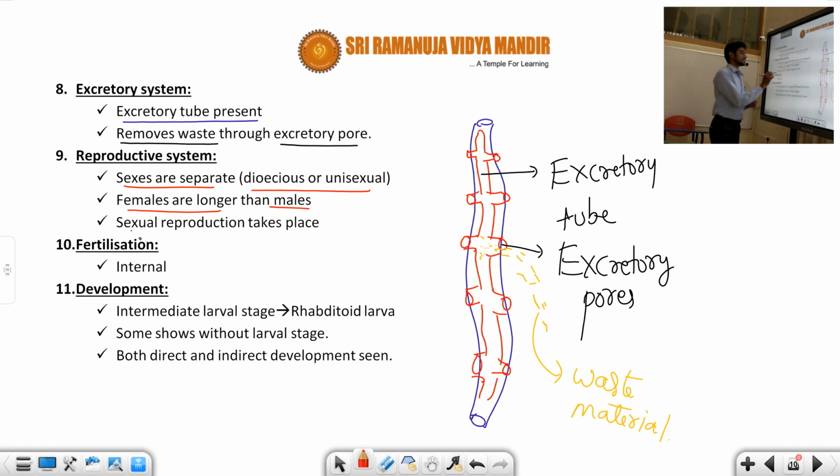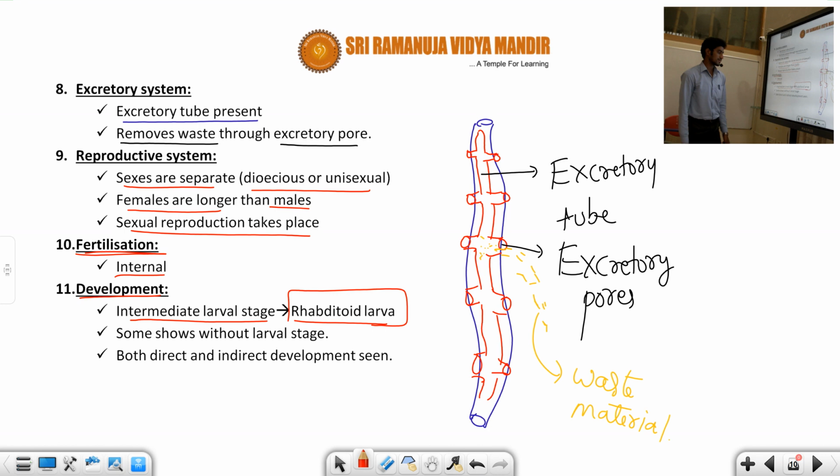Another important thing we are talking about is fertilization. What is the meaning of fertilization here? The fertilization is internal here. That means both the sperms and the ovum are fused together inside the body, which is internal fertilization. And coming to the development, student, an intermediate larval stage is present, which is called the rhabditoid larva. It is a very important larva seen in Aschelminthes.